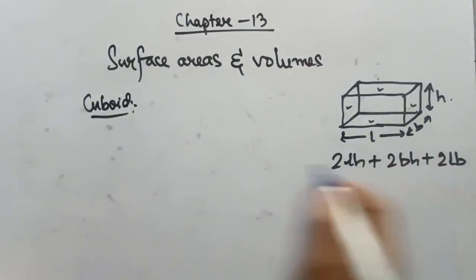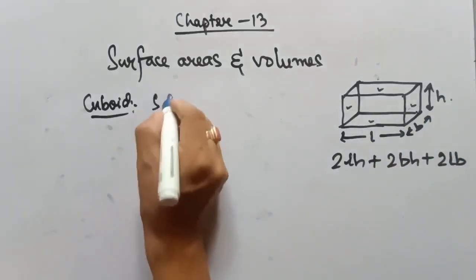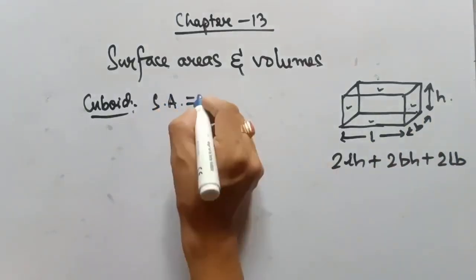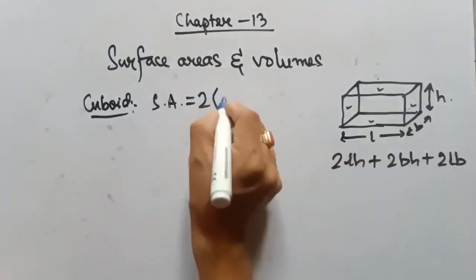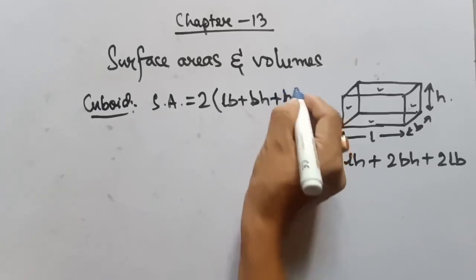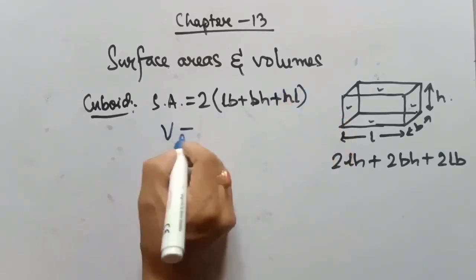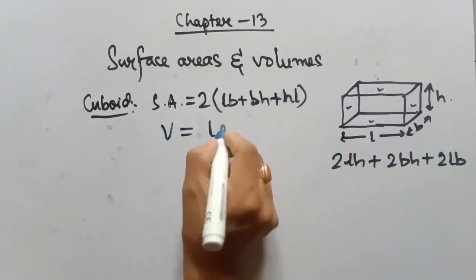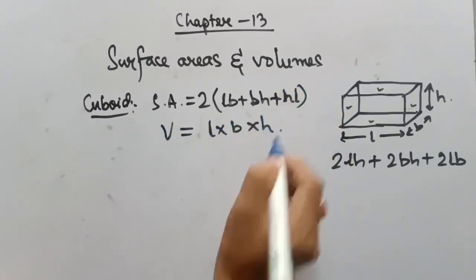So the total surface area of a cuboid will be 2 times length into breadth plus breadth into height plus height into length, and the volume of a cuboid will be given by length into breadth into height.